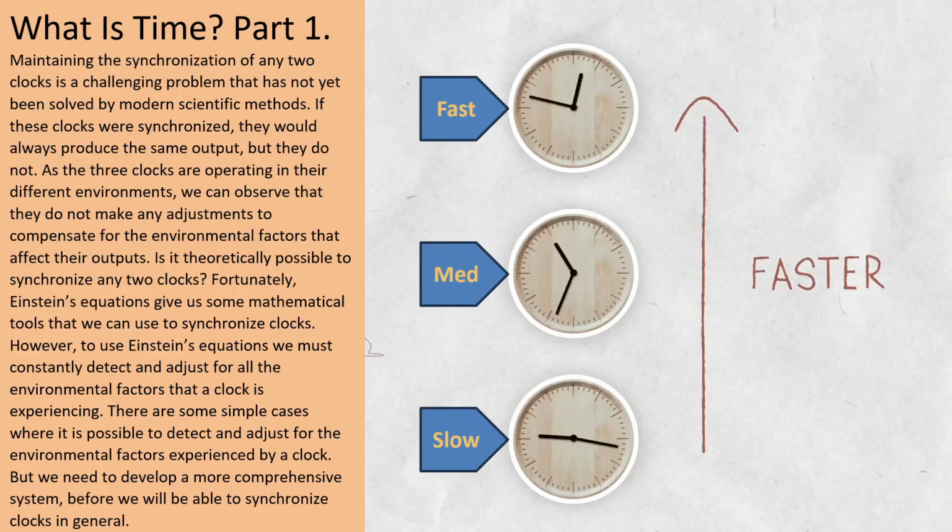Is it theoretically possible to synchronize any two clocks? Fortunately, Einstein's equations give us some mathematical tools that we can use to synchronize clocks. However, to use Einstein's equations, we must constantly detect and adjust for all the environmental factors that a clock is experiencing. There are some simple cases where it is possible to detect and adjust for the environmental factors experienced by a clock, but we need to develop a more comprehensive system before we will be able to synchronize clocks in general.